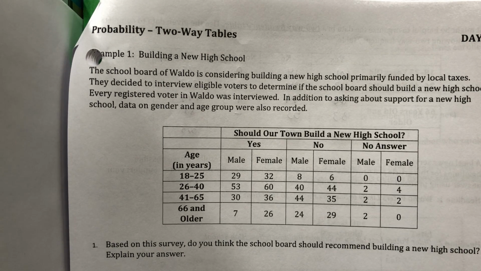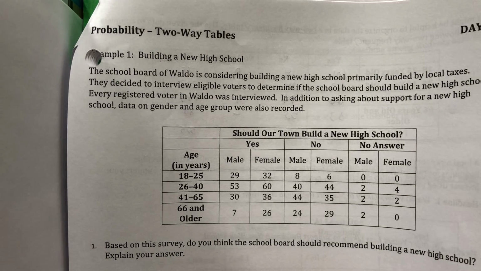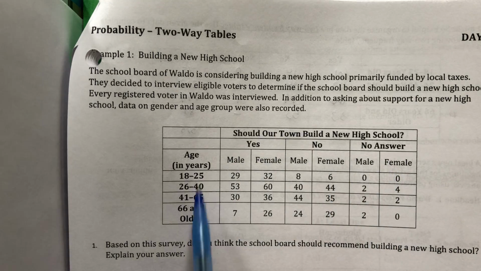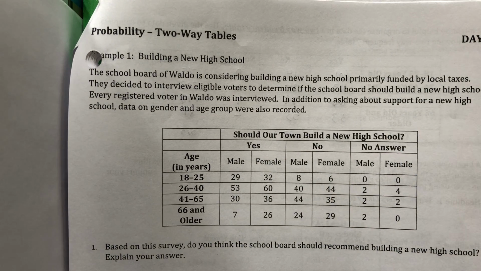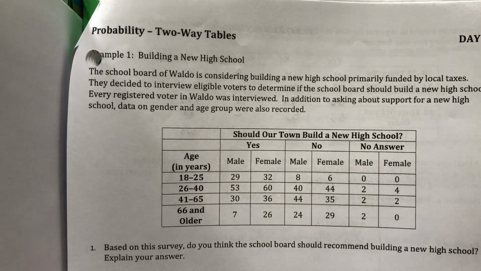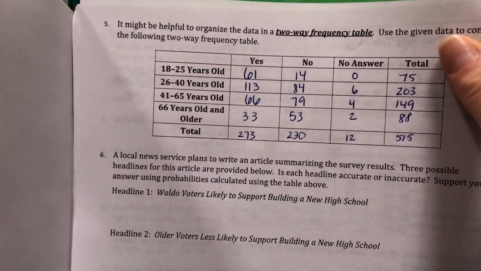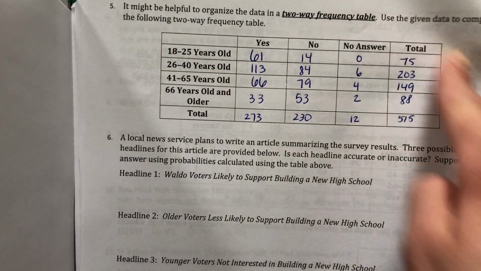So as you can see, we are building a new high school. And what I'm going to do is simplify what's in this table. I would have done this with you in class, however, just try to shorten this up to give you the most important information. I'm going to shorten up this table into what we call a two-way table. Turn the page. Again, hit pause and copy down all of this information.